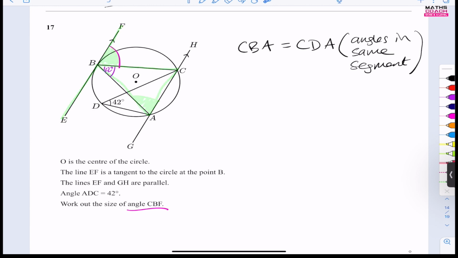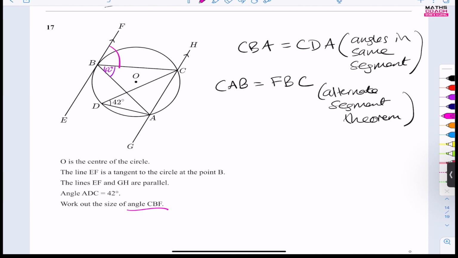So what you can say is angle CAB is equal to the angle FBC, or CBF, whichever way you want to write that, okay? And they are equal by the alternate segment theorem. So we can represent this also with a pink. Let's call it X, and we can call that X as well.